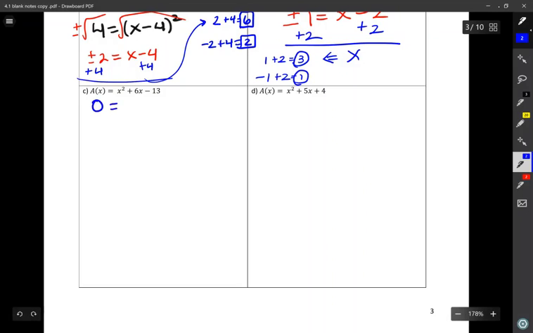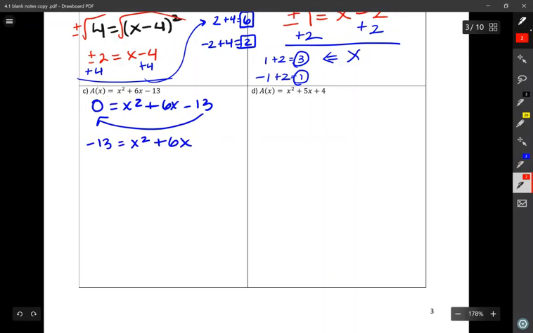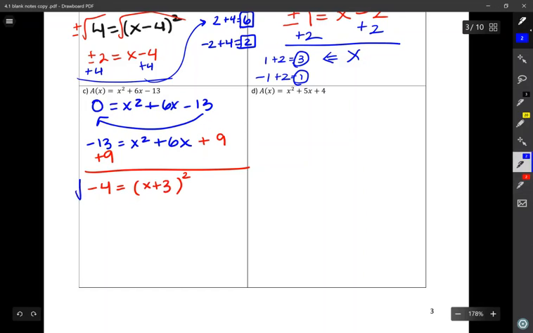Set it equal to 0. Move the 13 over. Take half of your middle term. Half of 6 is 3. 3 squared is 9. Whatever you do to one side, make sure you do it to both sides. Write this as a perfect square. I'm going to skip that step. Square root both sides.